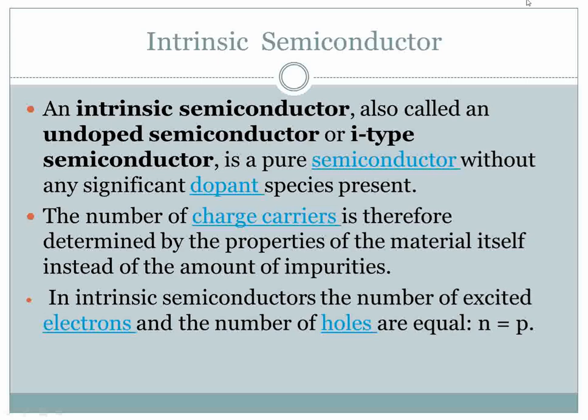One more thing: the number of charge carriers is determined by the property of the material itself instead of the amount of impurities. It is a pure material. So there is a peculiar characteristic in the intrinsic semiconductor: the number of electrons and the number of holes are equal.